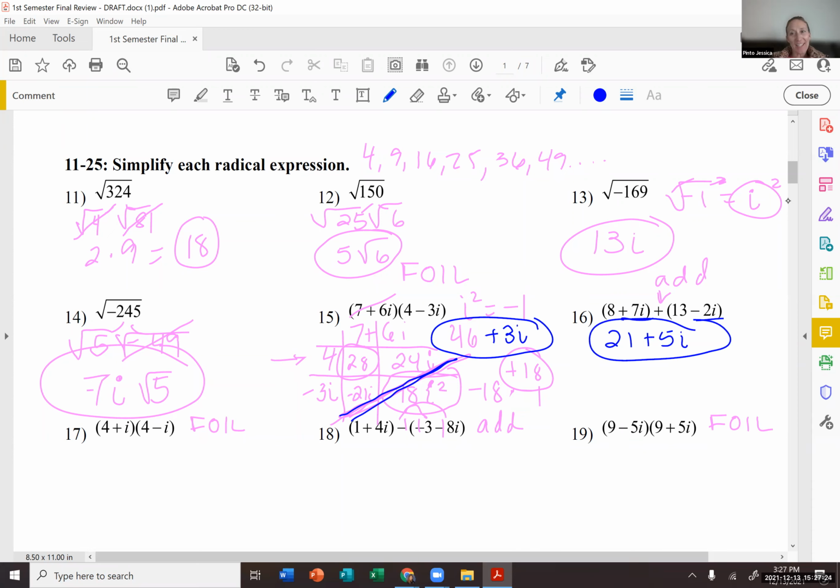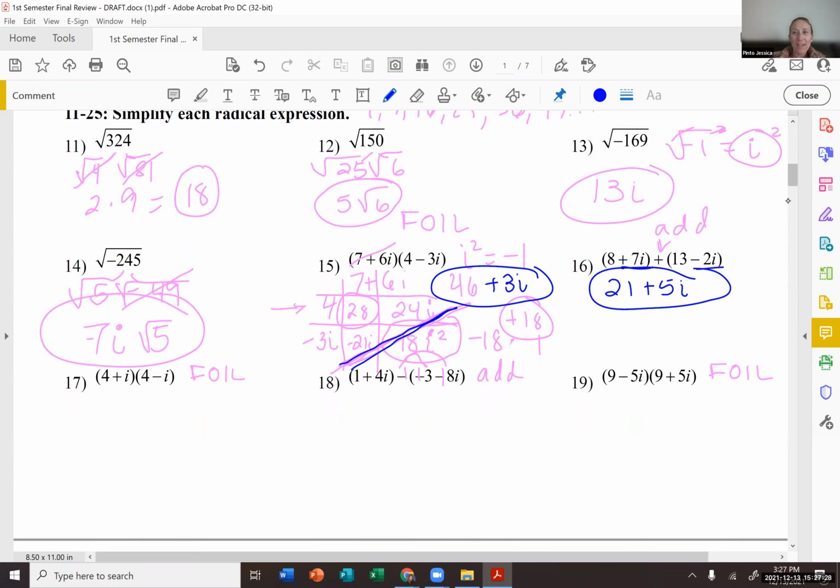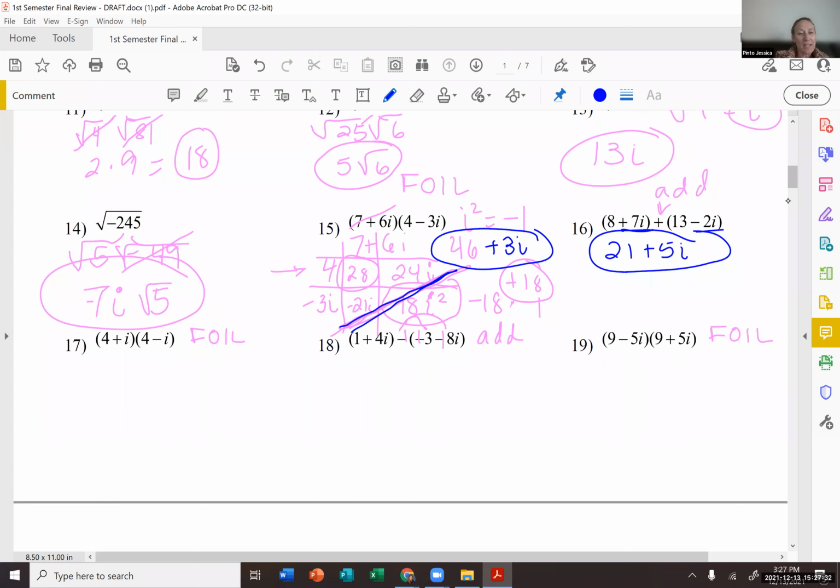Maybe you can vaguely hear Let It Go in the background. My daughter's watching Frozen. Okay, so let's FOIL number 17.